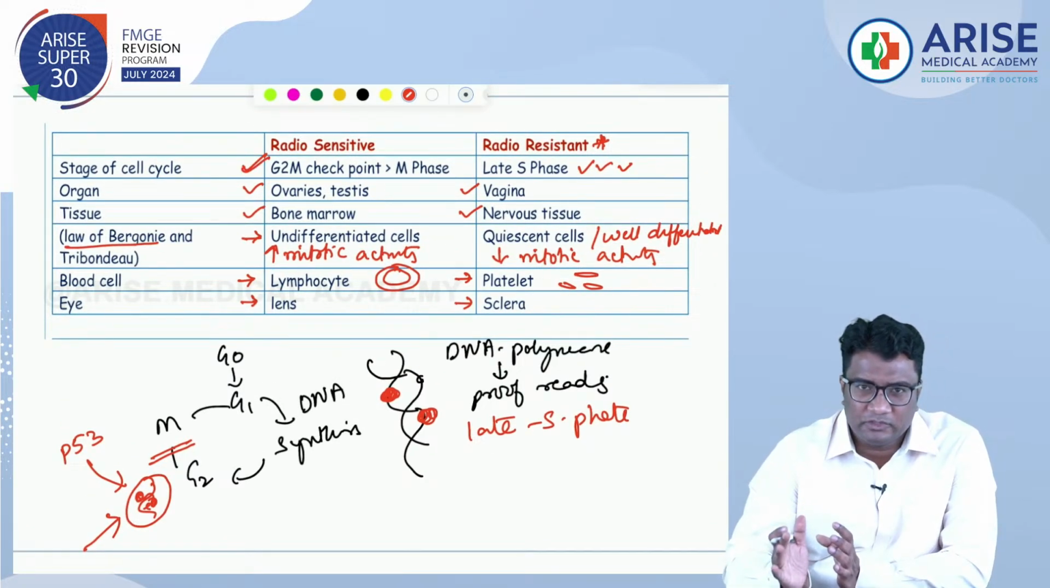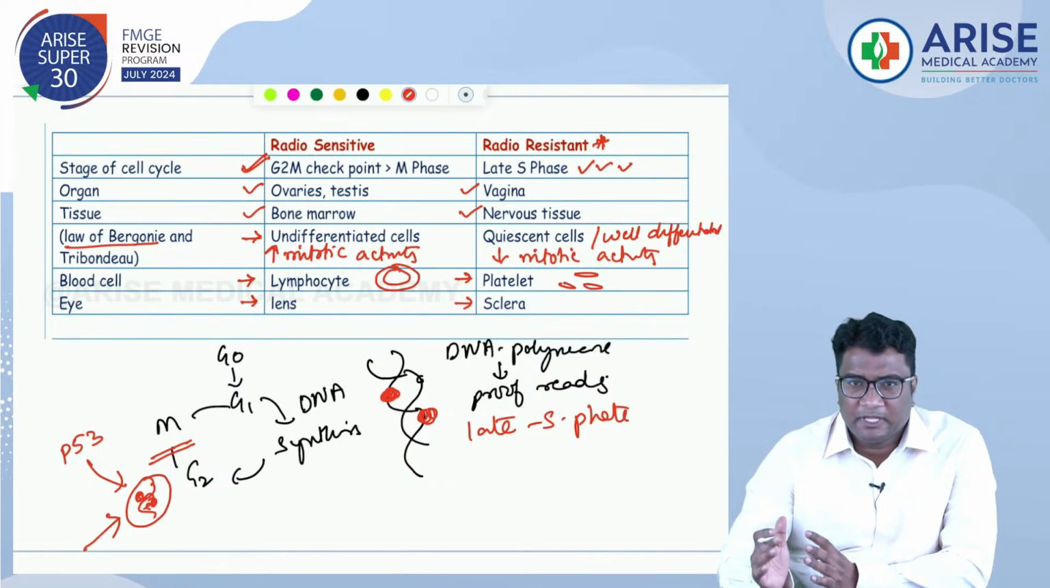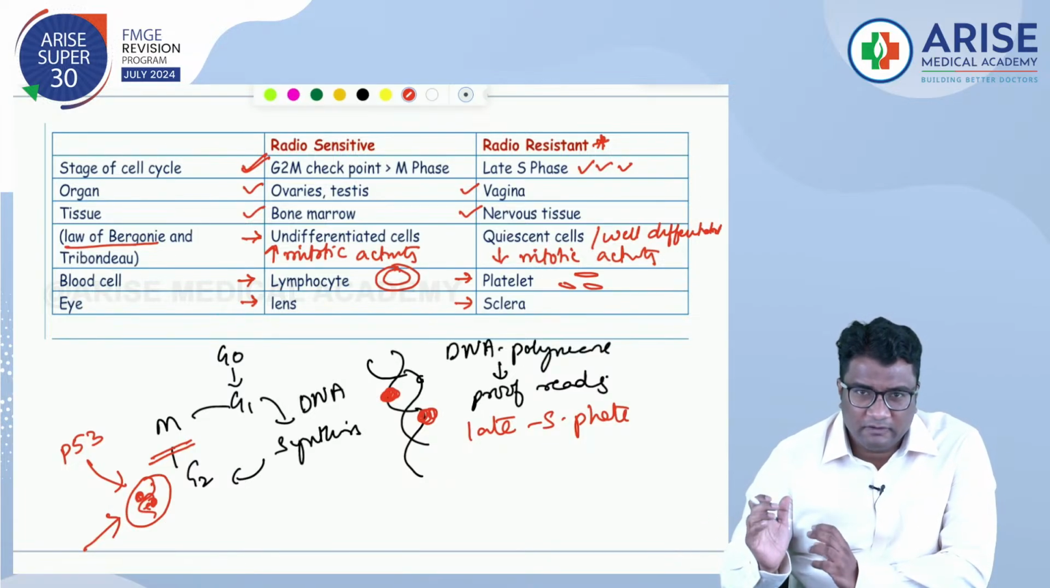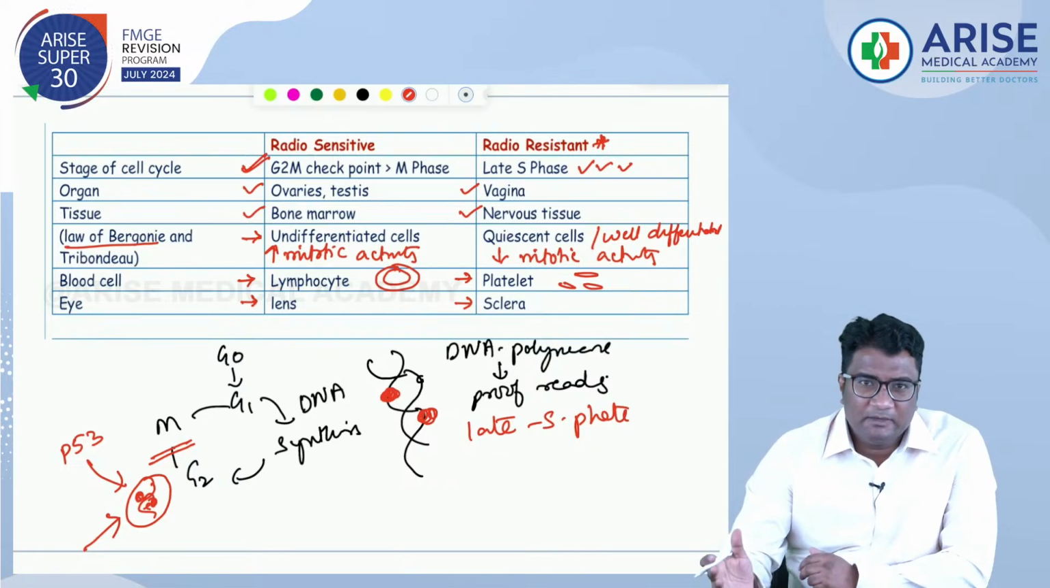So don't get confused. Most radiosensitive phase of the cell cycle, cells will die easily when you give radiation at G2M phase. Most radioresistant phase of the cell cycle is the late S phase. Even though you are giving radiotherapy, even though you are causing DNA damage, the DNA polymerase is rectifying the damage, the cell will not die at the most radioresistant phase of the cell cycle.